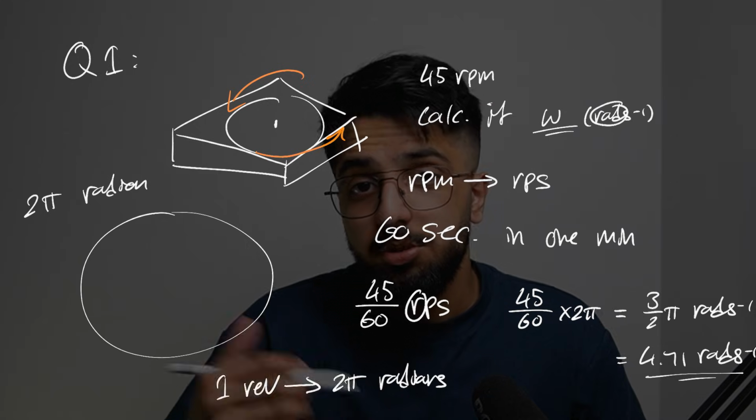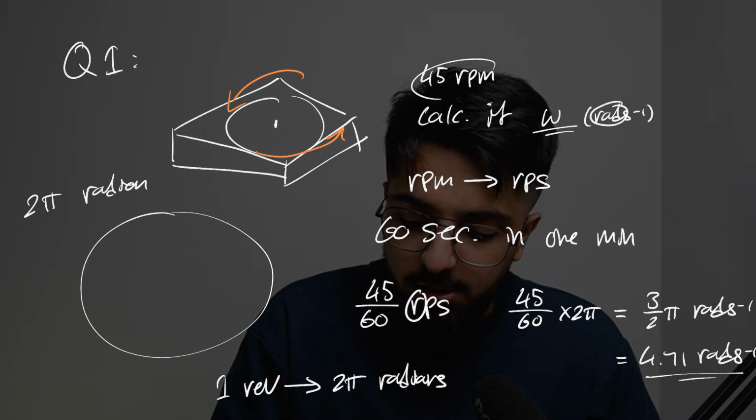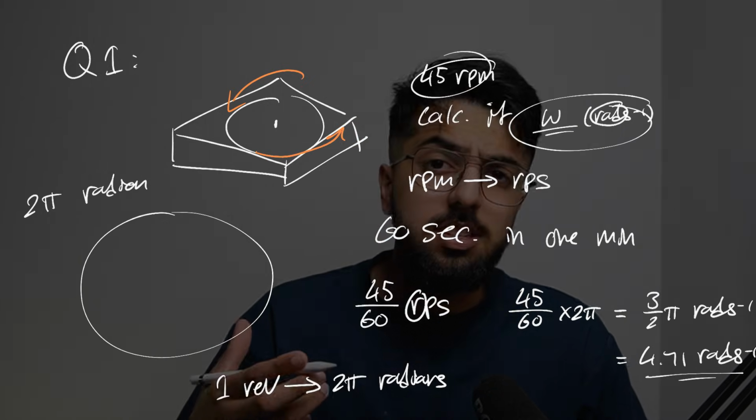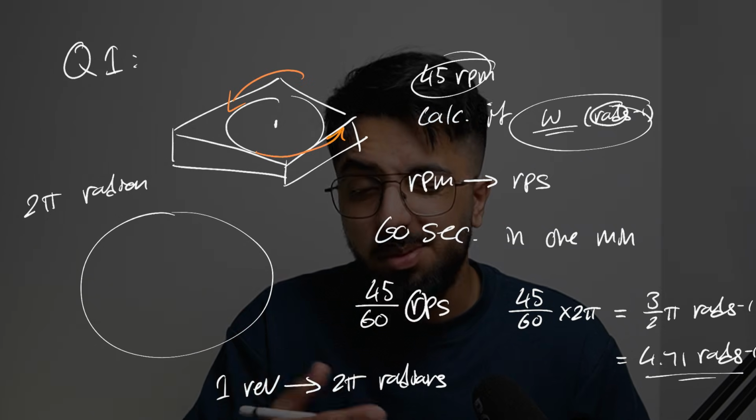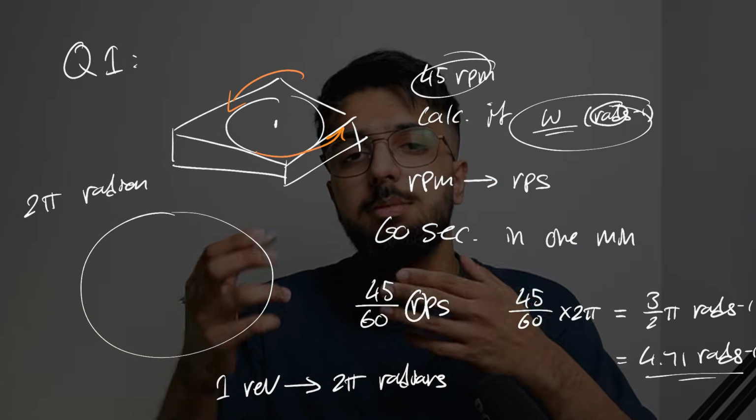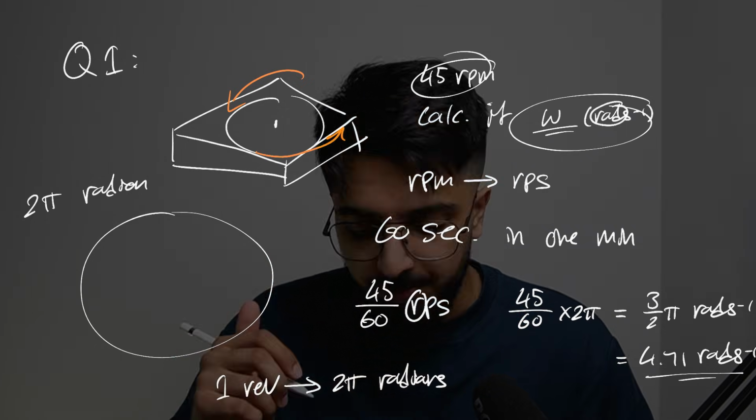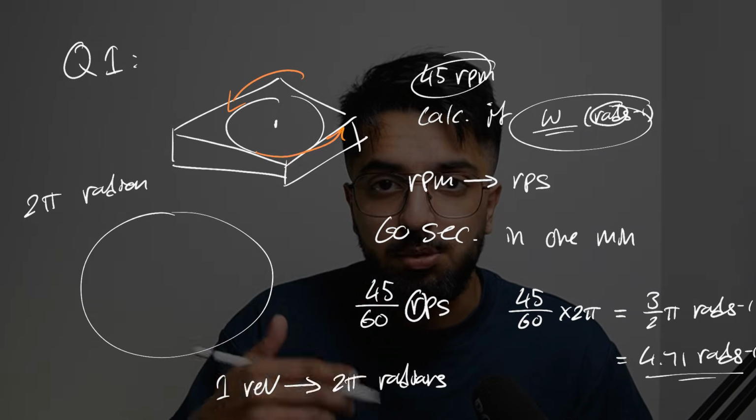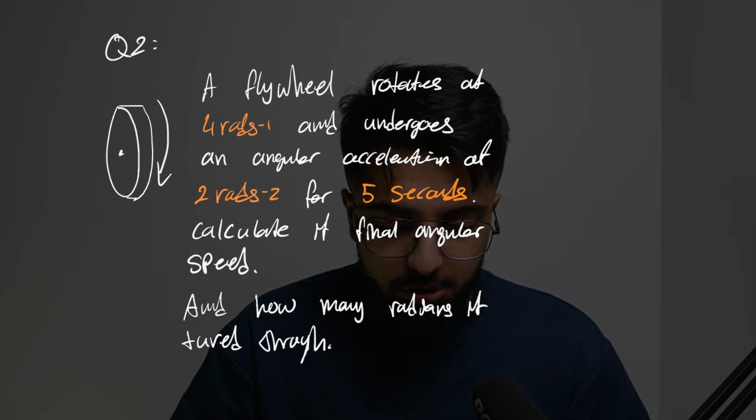There we go. That is how you convert from RPM into radians per second. This is a pretty common merit level problem, or it would be an intermediate step in an excellence level question. So it's a pretty important skill for rotational motion in NCEA Level 3. Now one more question. Moving on to question 2.